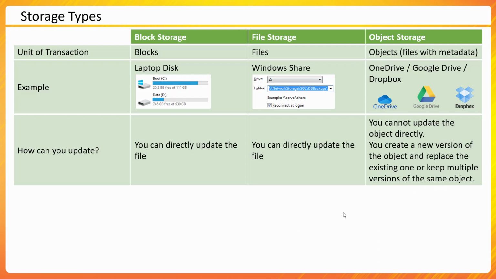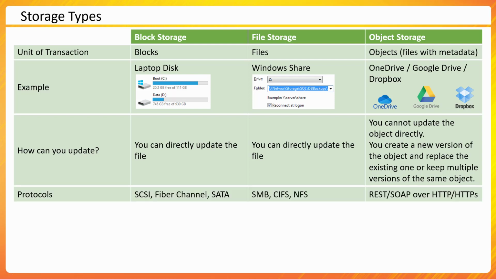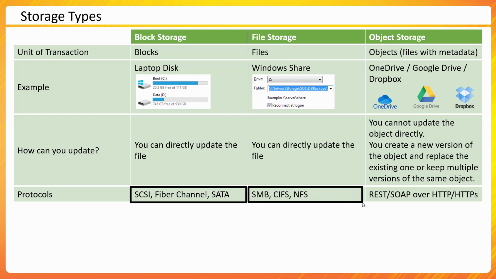Next thing we will discuss is how you access these types of storage, or what protocols are used. Block storages are accessed by protocols like SCSI, Fiber Channel, and Serial ATA, SATA as we call it. You don't have to remember these. I'm just giving you additional information so that you can clarify things if need be. File storages are accessed using network protocols: SMB, CIFS, NFS. You can find the full forms. Server Message Block is SMB, CIFS is Common Internet File System, NFS is Network File System.